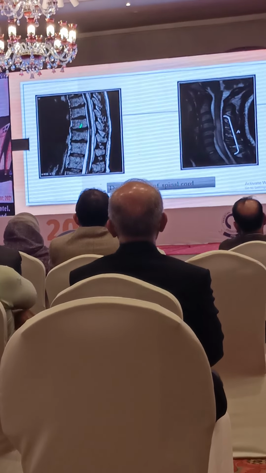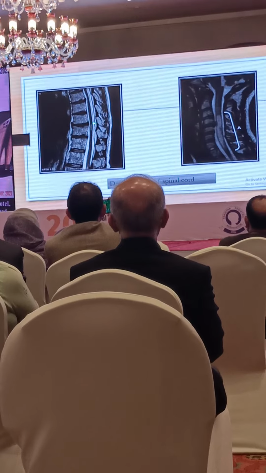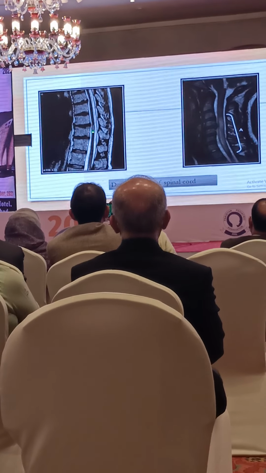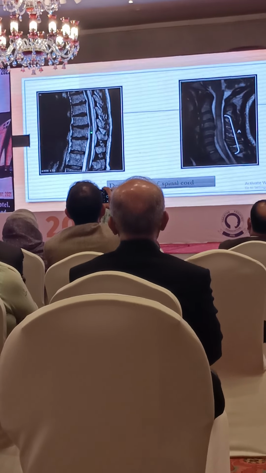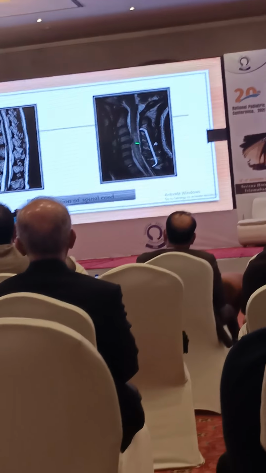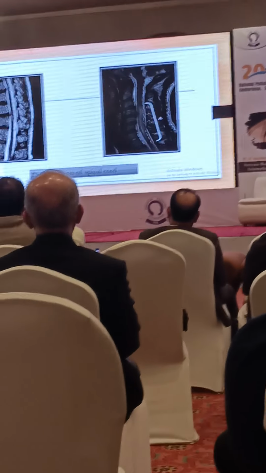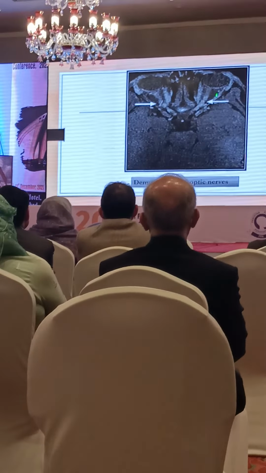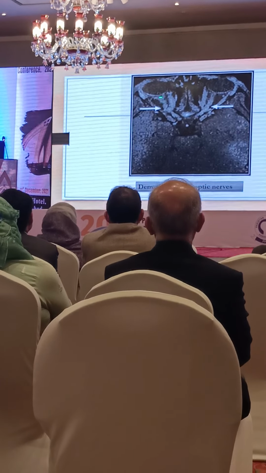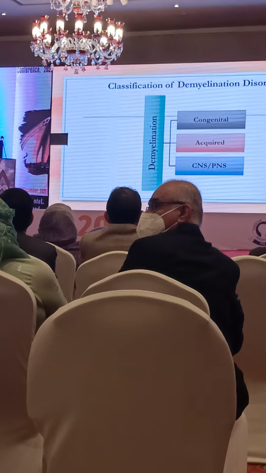This is the demyelination of the spinal cord. You can appreciate a hyperintense signal either involving a short segment or in the form of extensive involvement. This is the bilateral demyelination of the optic nerve. This is seen in cases of optic neuritis.